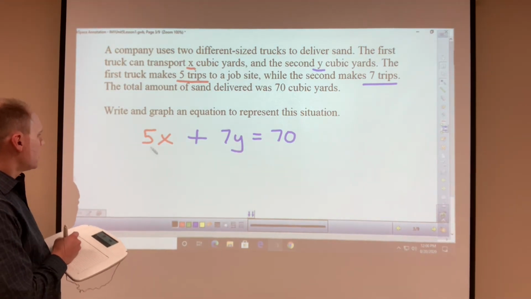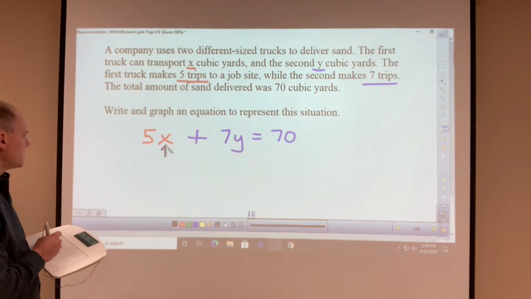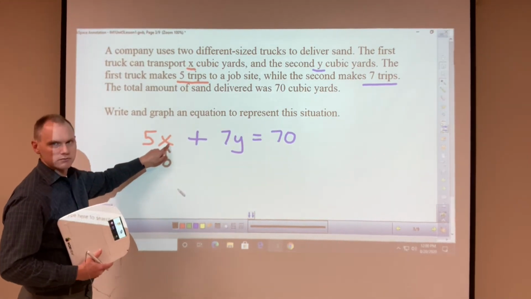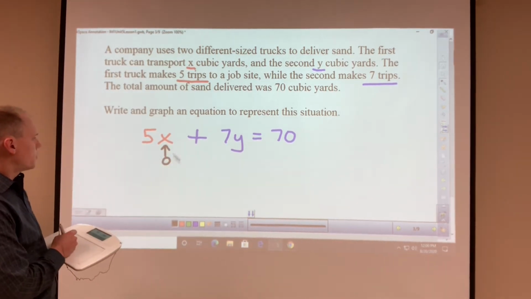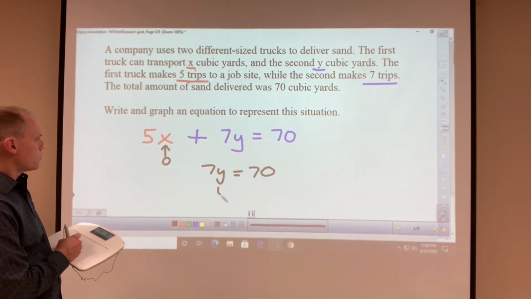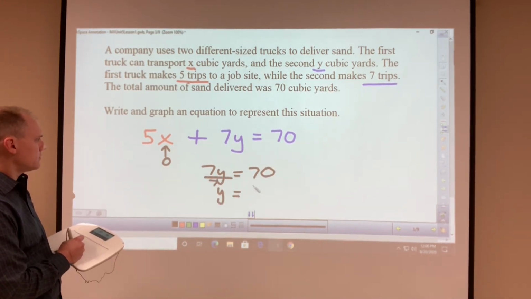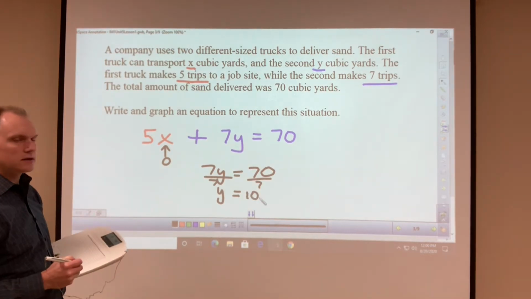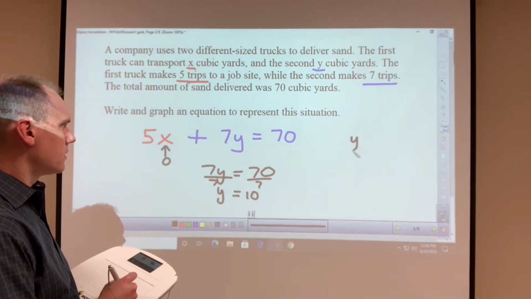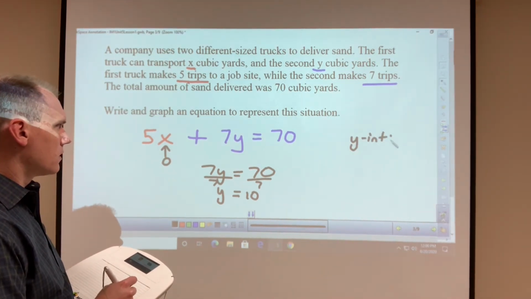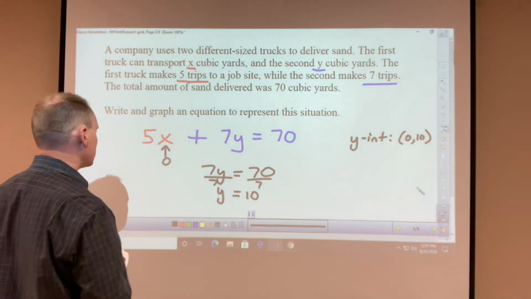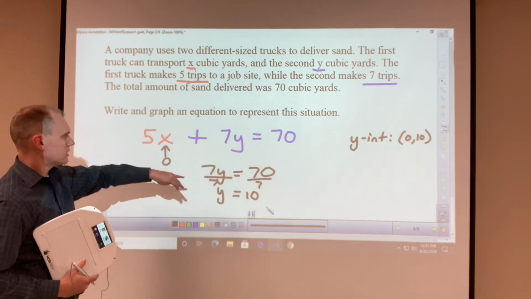All right, well, let's see. When x is 0, so if we put 0 in for x here, well, 5 times 0 is just 0, right? So when we put 0 in for x, that's going to leave us with 7y equals 70. So y equals, divide both sides by 7, and you get 10. So 10 is the y-intercept, so the point 0, 10 is going to be our y-intercept. All right, so that's how you find the y-intercept.